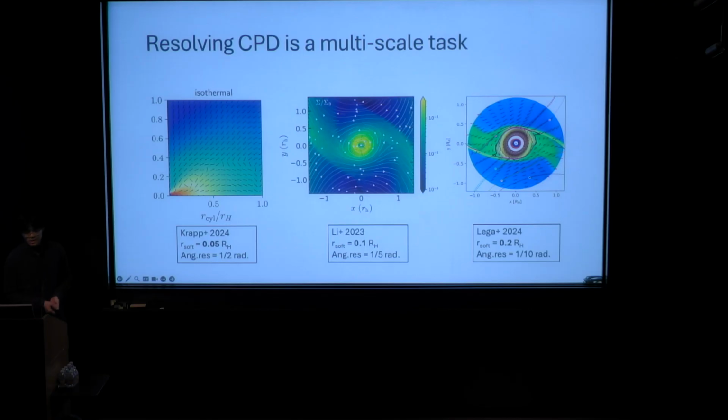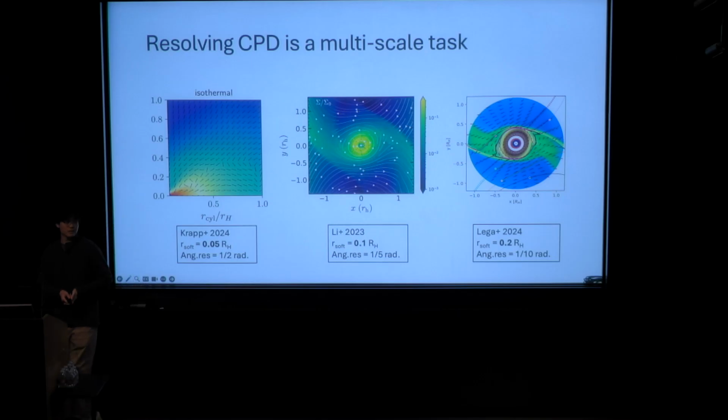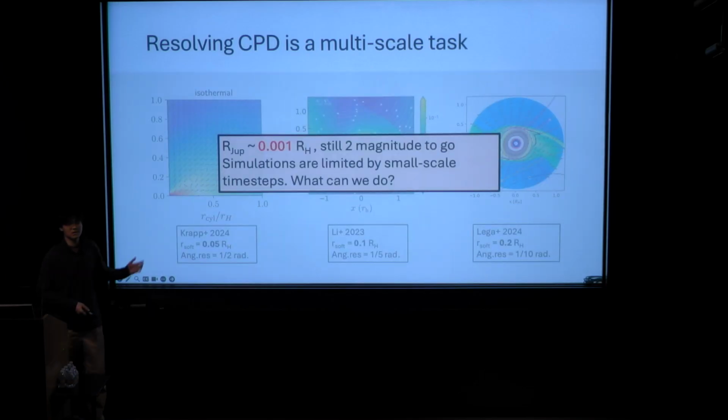Here I show you the best effort in the literature today, and you can see they basically only resolve around 0.1 Hill sphere at an angular resolution of 1/5. For people not familiar, the Hill sphere regulates the gravitational range of the planet, a term I will use very often. Basically, you only have 5 cells in the azimuthal direction at 0.1 Hill radius. However, Jupiter is only 10 to the minus 3 Hill radius, which means we still have 2 orders of magnitude to go.